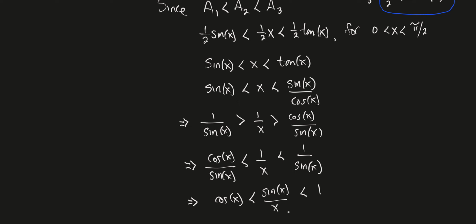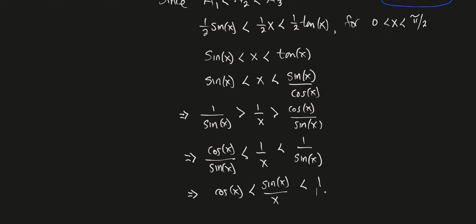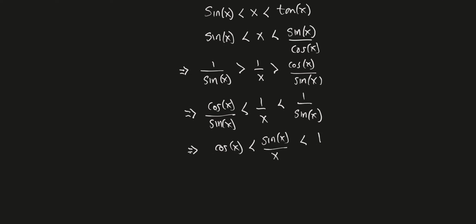So since I'm trying to find the limit of this middle function, right? And remember, this is the one that gave us that 0 over 0 before. But what we're now saying is that this function, as long as your x is between 0 and pi over 2, is always going to be between the cosine function and this constant function, right? So what does this mean? Well, I can use the squeeze theorem.